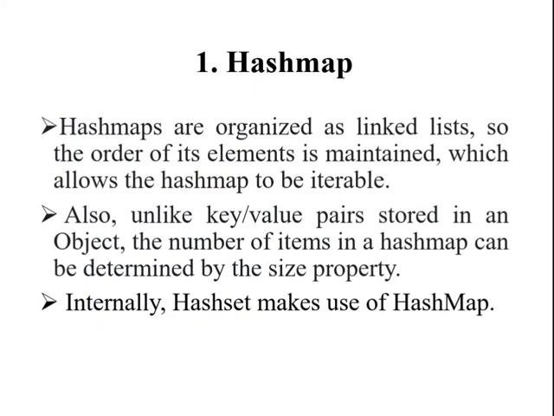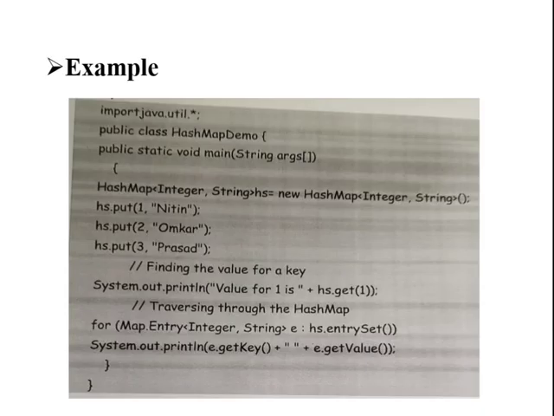HashMaps are organized as a linked list, so the order of its elements is maintained, which allows the HashMap to be iterable. Also, unlike key or value pairs stored in an object, the number of items in a HashMap can be determined by a size property. Let us consider one example that represents how we can use a HashMap.